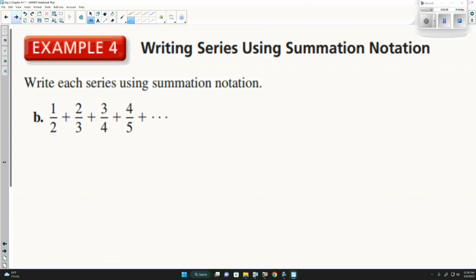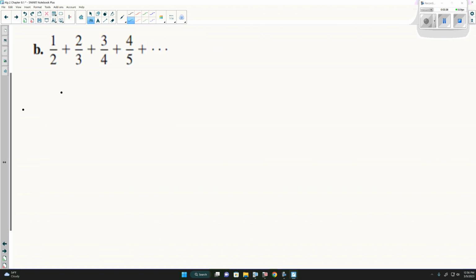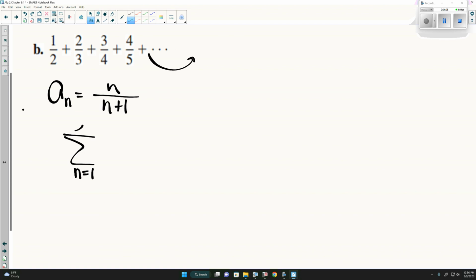Now for an infinite series, I'm just going to tell you that the rule is going to be n over n plus 1. Now we start off writing the summation pretty much the same as before. So we have our sigma. And again, we're starting off with n is equal to 1. But this time, what is our last term? We don't have one, so it's going to be infinity. And next to it, we have our rule.